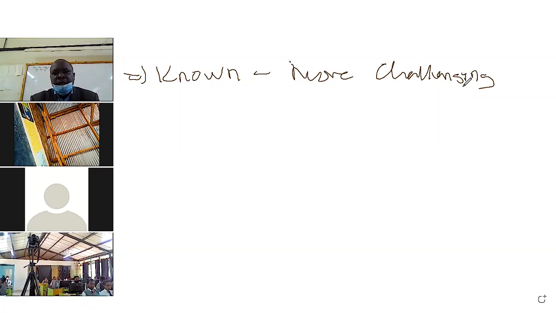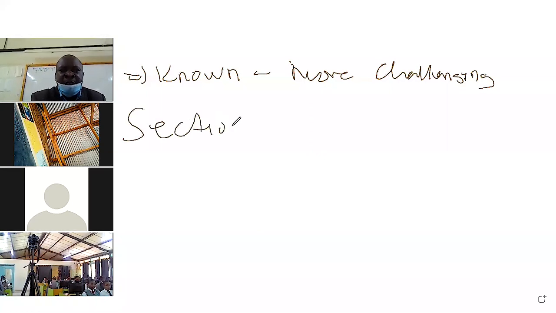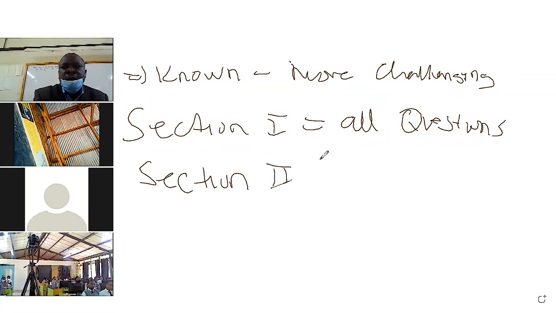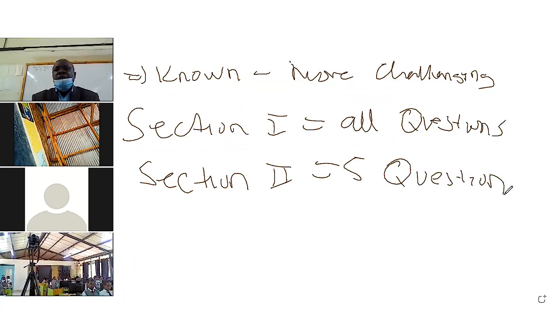The rules in mathematics are that section 1 is compulsory. That is, compulsory means this. Section 1, you answer all the questions. And in section 2, you answer only five questions. Each one in section 2 is worth 10 marks, but the others in section 1 are, of course, different, ranging between 2 and 4 marks, normally between 2 and 4 marks.